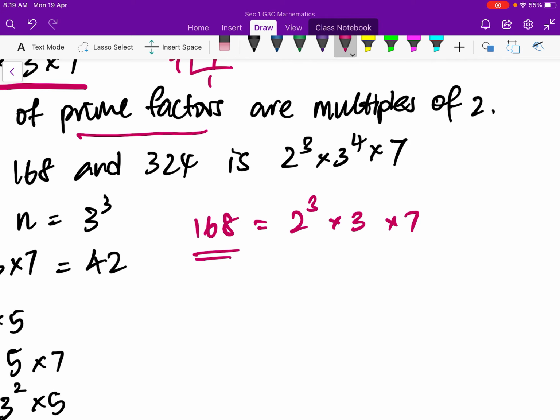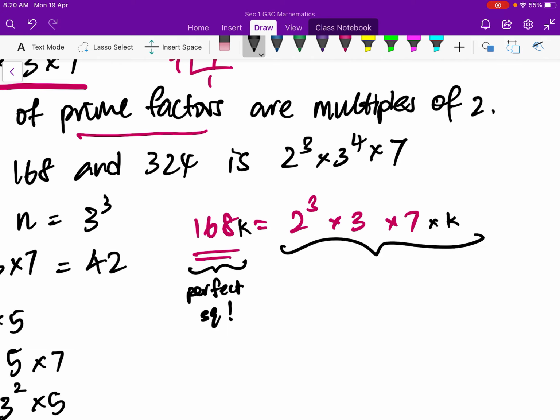Then they tell us that the question is not 168, it's 168k. So our intention is to multiply a k to the 168. Likewise, on the right hand side, we also must multiply by k. And they are telling us now that this is a perfect square. If this is a perfect square, then this must also be a perfect square. All the powers of the prime factors must be multiples of 2. Let's take a look again at the prime factors, starting with prime factor 2. Prime factor 2 has power 3. That is not a multiple of 2.